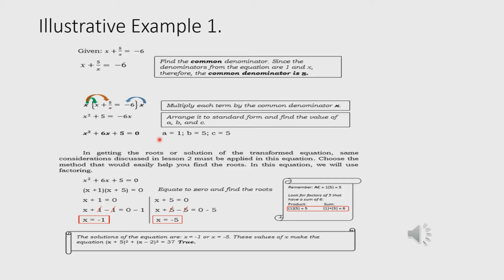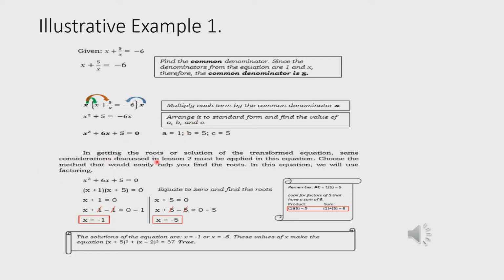So our a here is 1, taken from the quadratic term. And b is 6, this is 6, not 5. It's taken from the numerical coefficient of x. And our c is 5. Okay, take note, this is 6.